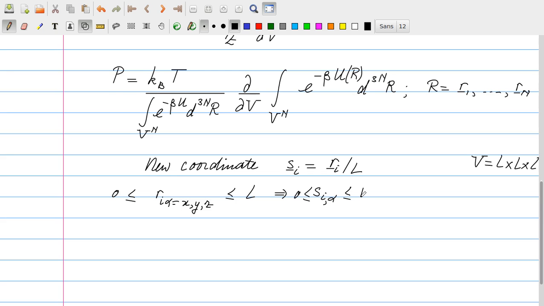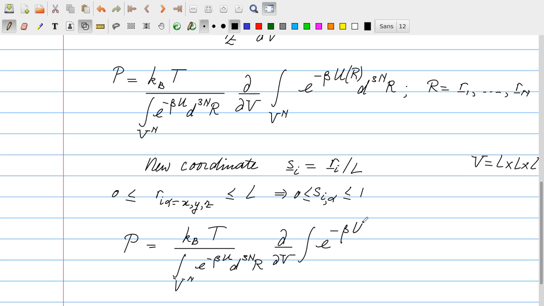So we can transform in this way this integral over all the r's into an integral over a hypercube in 3N dimensions. So we now write P as kBT over V^N, still with the derivative with respect to the volume, of the integral of e to the power minus beta U, d3Nr.